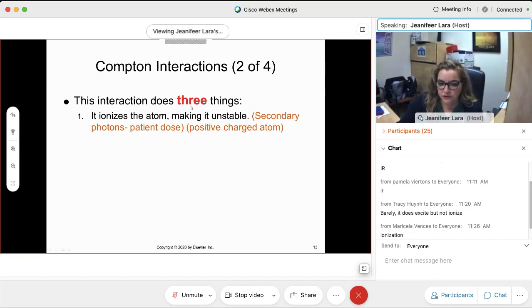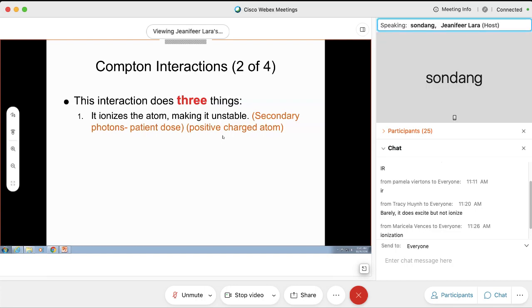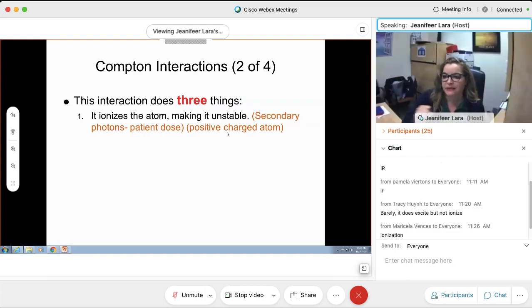Now, this interaction, we're not talking about just the incident photon. We're not talking about the Compton photon. And we're not just talking about the Compton electron. We're talking about the entire interaction. So, it ionizes. This interaction does ionize, correct? And when we ionize, we make an unstable atom. Son, what is the new charge of this atom that has had an electron removed? If an electron is removed from an atom, what is the new charge? Positive charge? It is a positive charge. It's in need of an electron to become stable again.